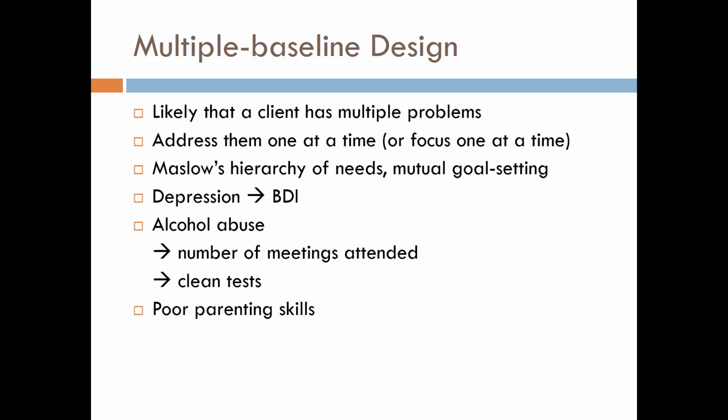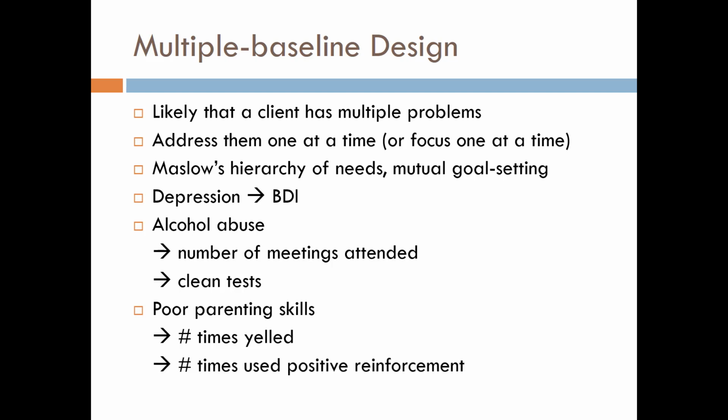They may also have poor parenting skills, so if we're focusing on that, how are we going to measure it? Maybe by the number of times they yell at their children during the week, like the average number, versus the average number of times they use positive reinforcement. So what you can see here is we have these three issues that we may be working on with our client, and we're going to focus on the most immediate needs first in terms of the depression and the alcohol, and then the parenting skills.